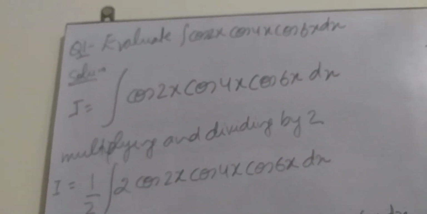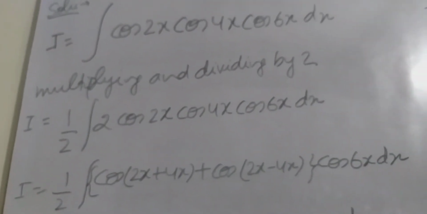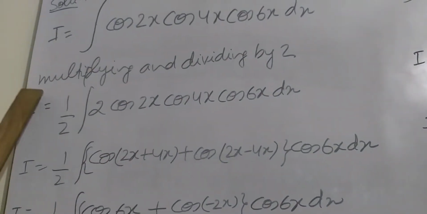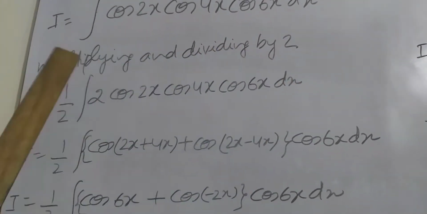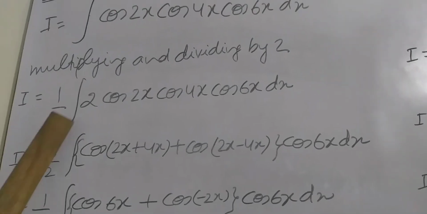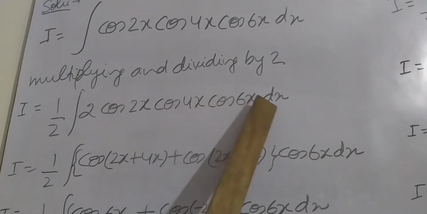Students, today we are going to solve more questions of integrals. The first question, we have to find the integration of cos 2x cos 4x cos 6x dx. So how can we find the integration of this? Multiplying and dividing by 2, we get 1 upon 2 integral of 2 cos 2x cos 4x cos 6x dx.